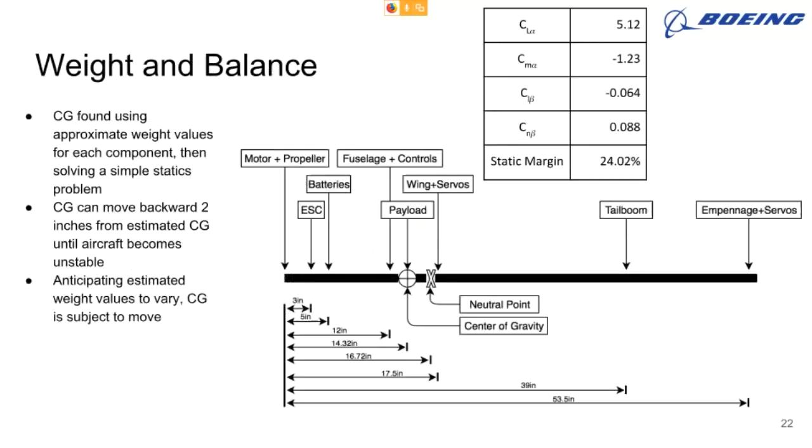For our weight and balance, we found the CG using approximate weight values for each component and then solving a simple statics problem. The values for CL alpha, CM alpha, CL beta, and CN beta all are shown to show that we have a stable aircraft, and a static margin of 24.02% was found. We're anticipating that estimated weight values are going to vary and that the CG is going to move. So we have a 2-inch margin for our CG to move backwards until our aircraft becomes unstable and our static margin goes below 0.